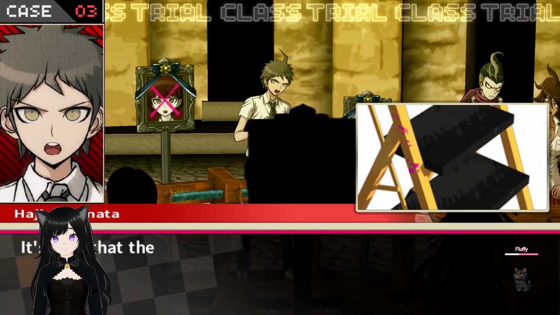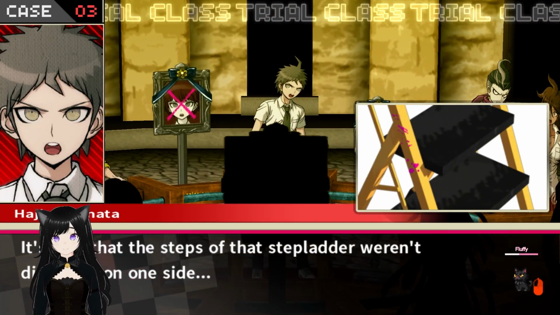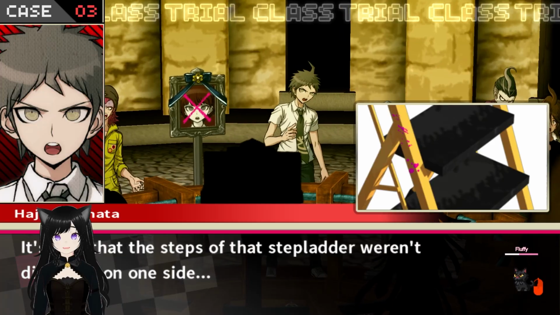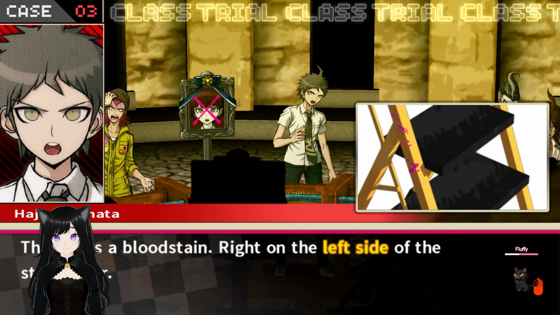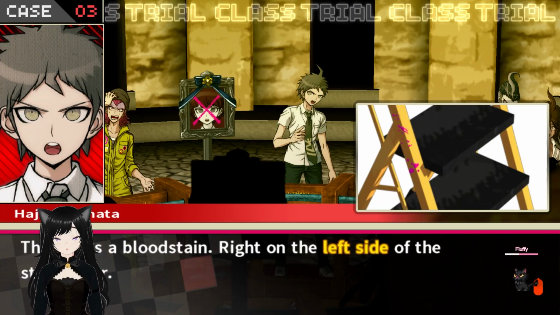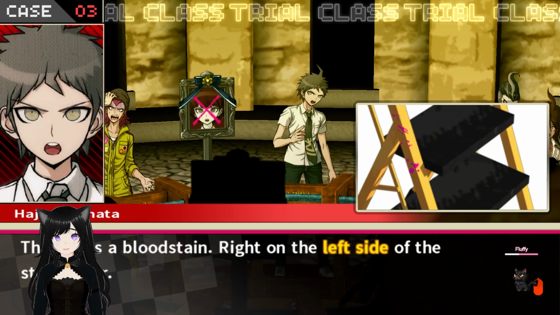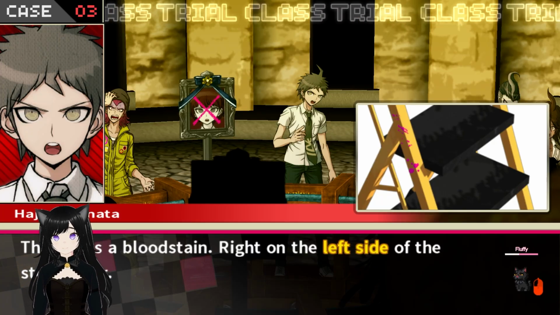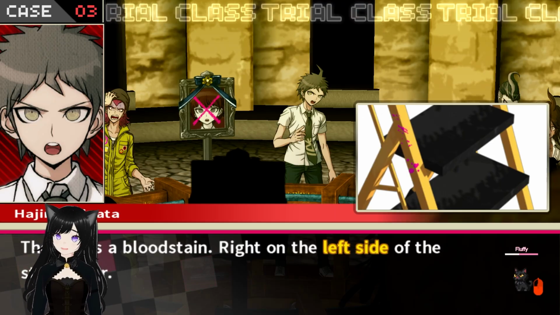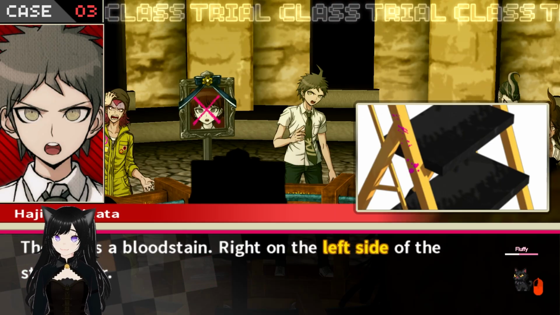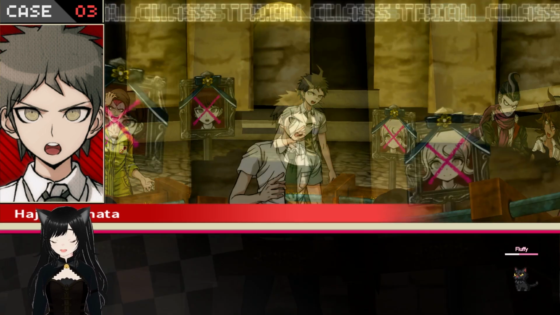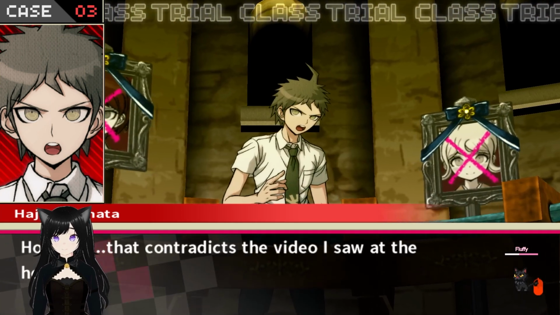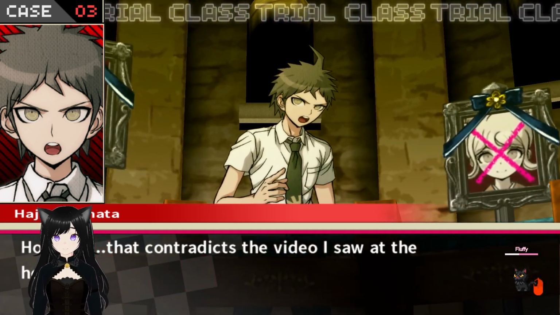It's true that the steps of that stepladder weren't dirty, but on one side, there was a bloodstain, right on the left side of the stepladder. Correct. But that would have been on the wrong side. That's on the wrong side from where it would have been. It should have been on the right side if it was in position, I think. However, that contradicts the video I saw at the hospital.